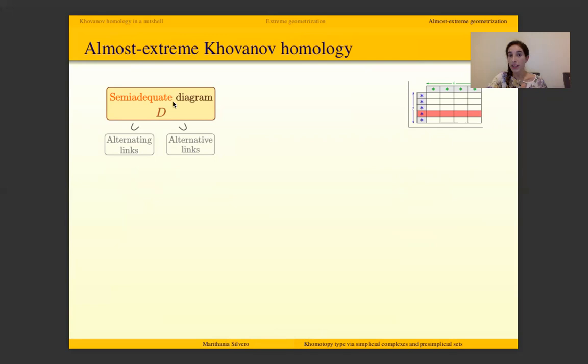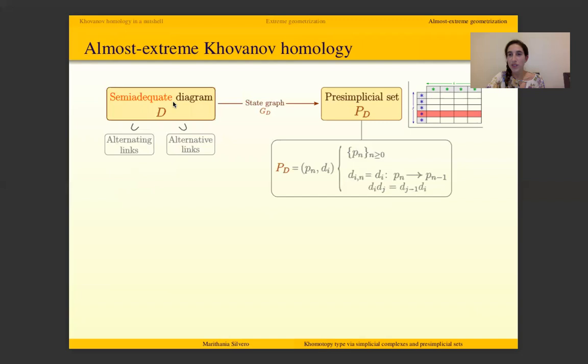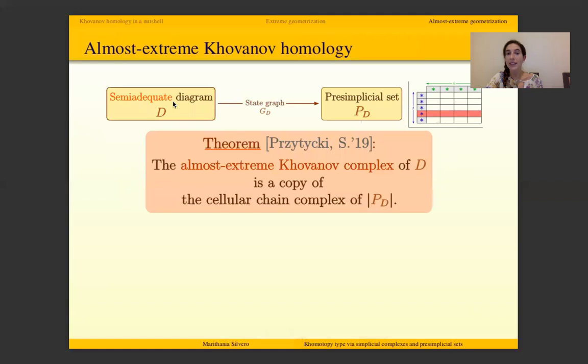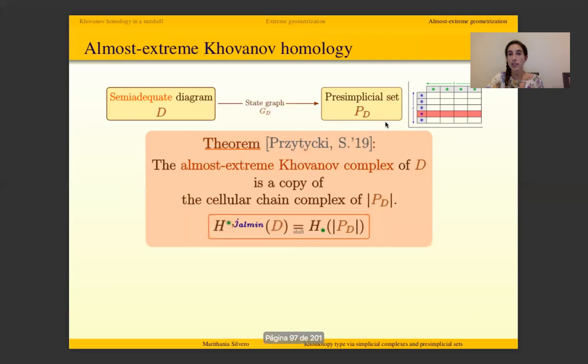For semi-adequate links, it is not possible to associate them a simplicial complex, but we could associate them a presimplicial set in such a way that the almost extreme Khovanov complex of the diagram is a copy of the cellular chain complex of this presimplicial set. Okay, this was a result that we proved together with Józef Przytycki. And as a consequence of this, we get that, of course, the almost extreme Khovanov homology of the diagram equals the homology of the presimplicial set.